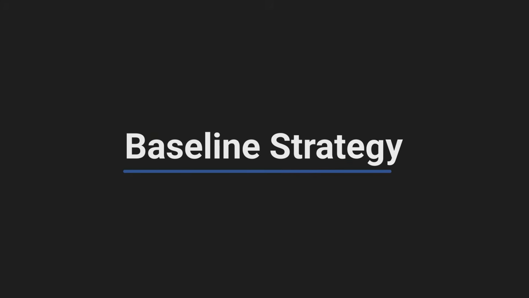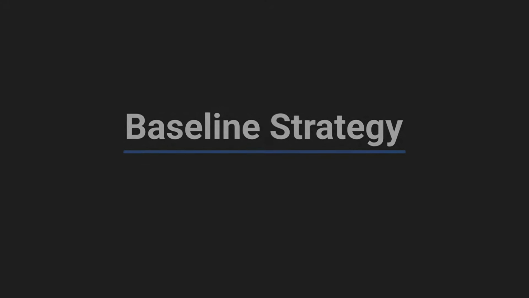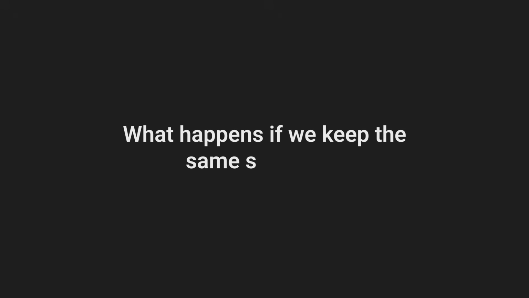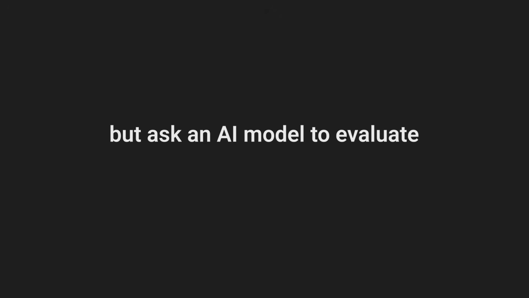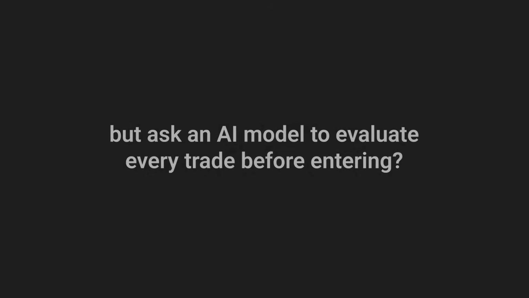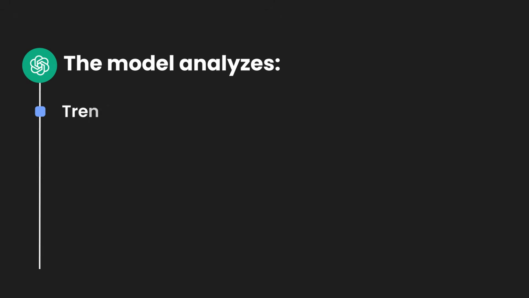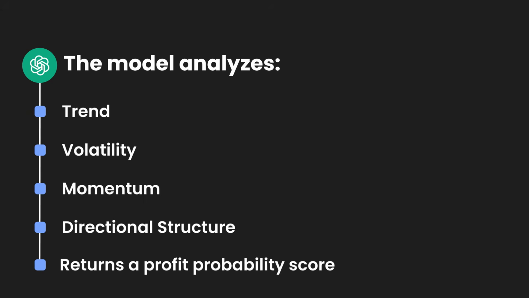Now that we've examined the baseline strategy, one thing becomes clear. It works, but not consistently and not safely. So the next question is, what happens if we keep the same strategy, but ask an AI model to evaluate every trade before entering? Instead of executing every signal blindly, NinjaTrader will now send the last 100 candles to GPT 5.1. The model analyzes trend, volatility, momentum, and directional structure, and returns a profit probability score.